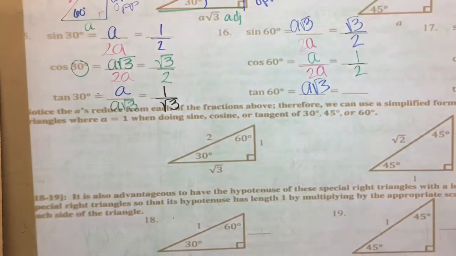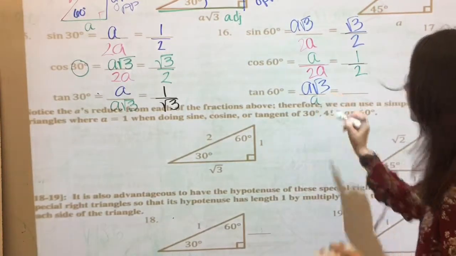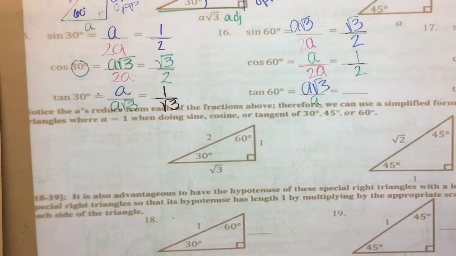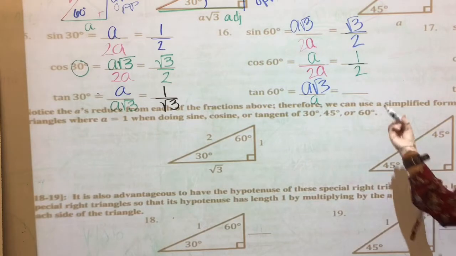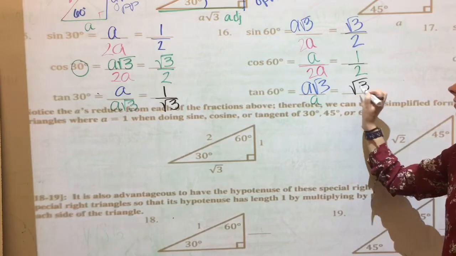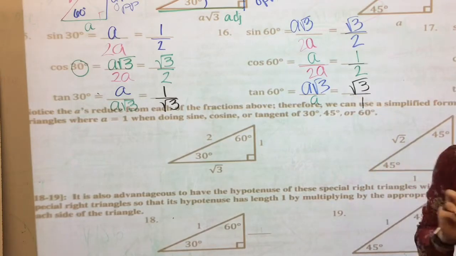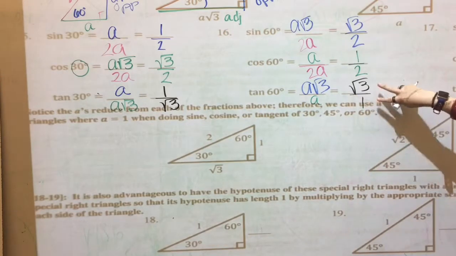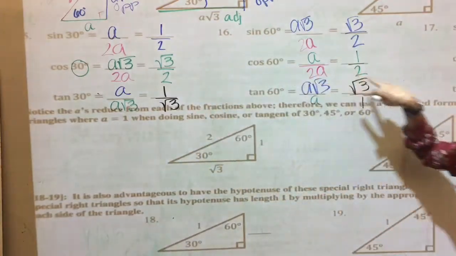Root 3? Good. So I said that that one wouldn't repeat, but the characteristics would. Isn't root 3 the same as root 3 over 1? So aren't those kind of similar?